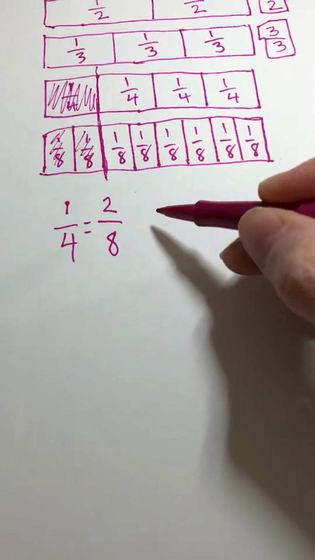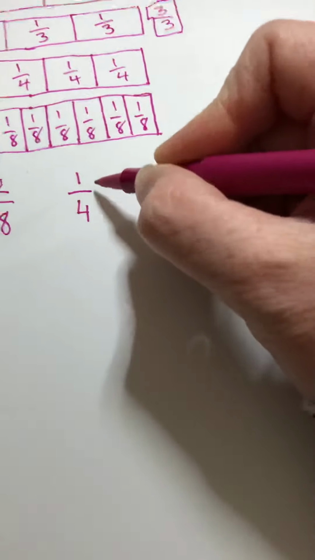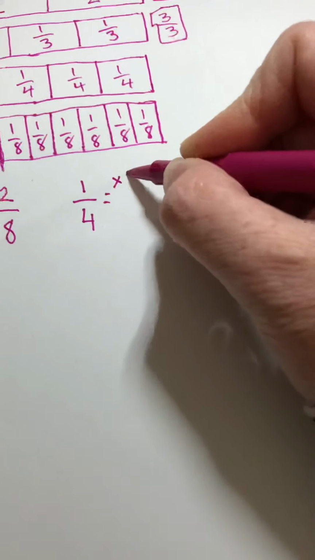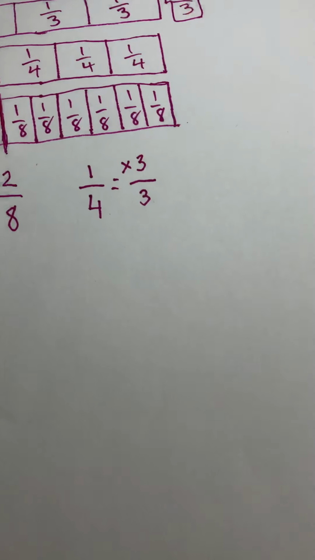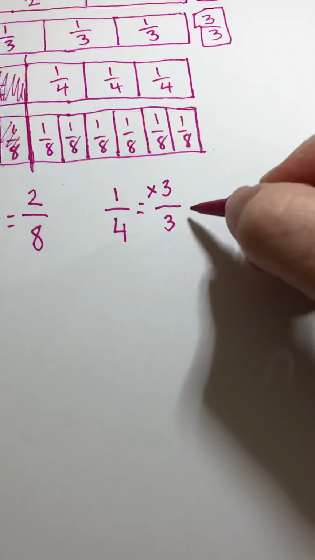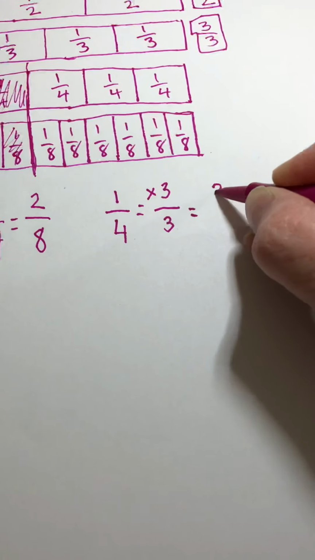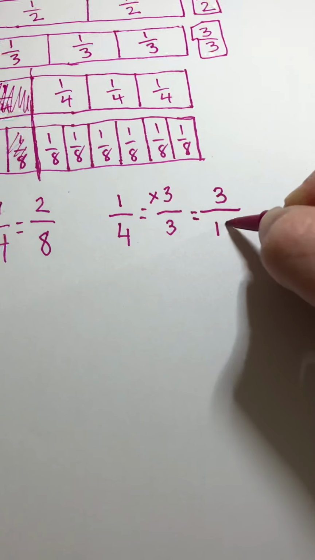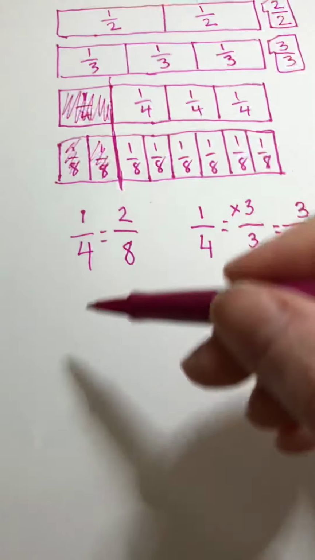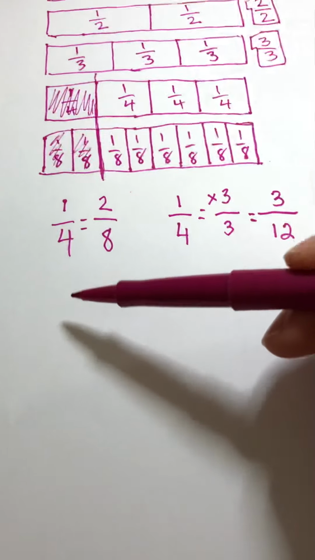So let's imagine if I was to draw another tape model, 1/4. What if I was to do times 3/3? What might I get? 1 times 3 is 3, and 4 times 3 is 12. So if I was to come down here and draw 12 models, well, amazingly, you guys are going to be able to do this. Let's try it.